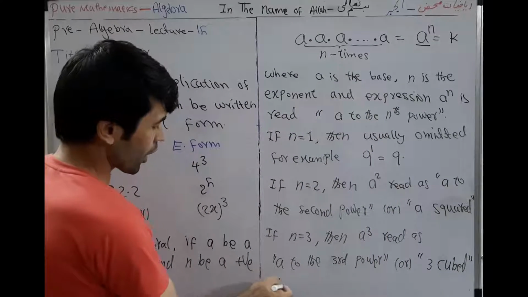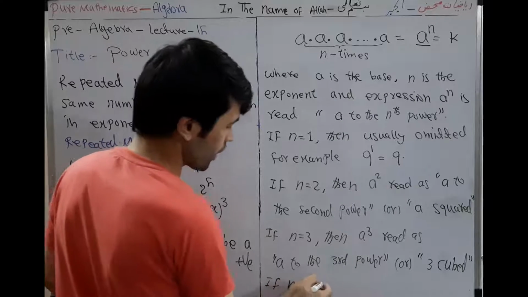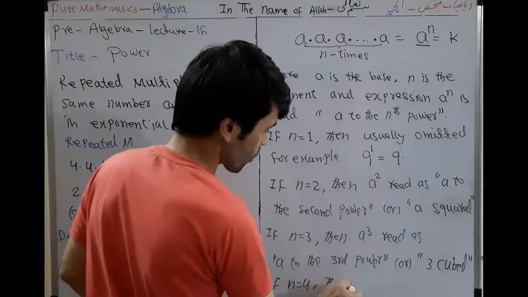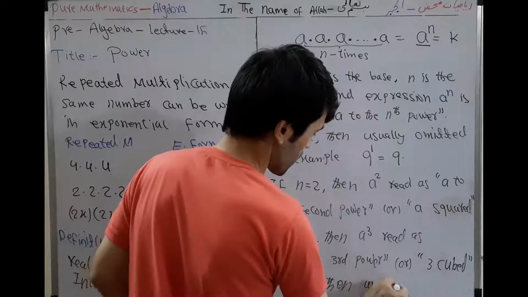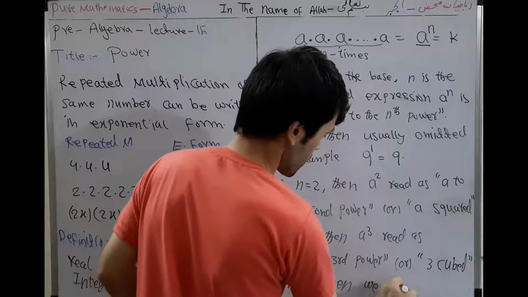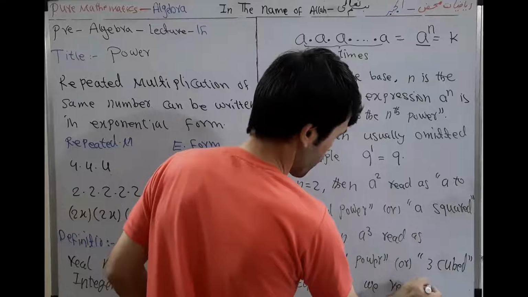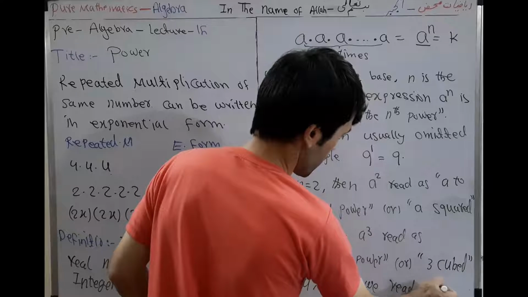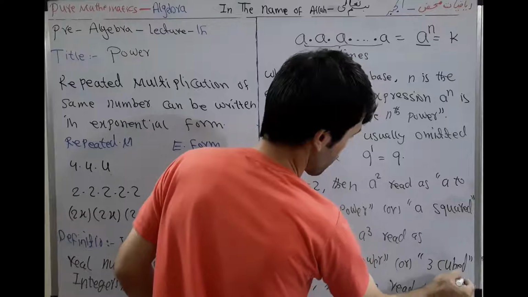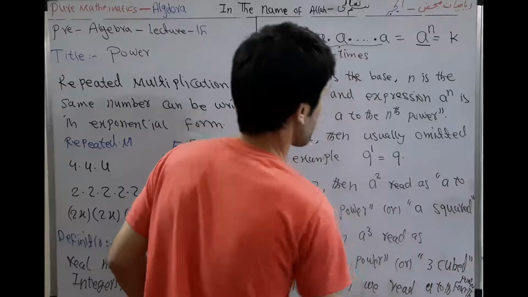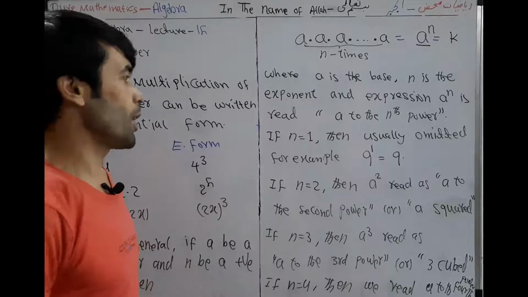If n is equal to 4, then we read it as a to the fourth power. It was the meaning of power.